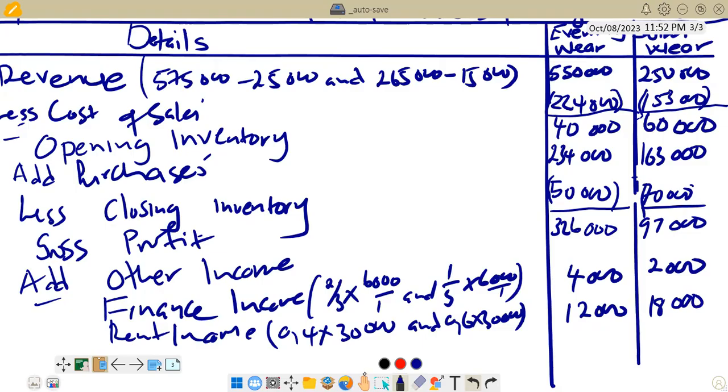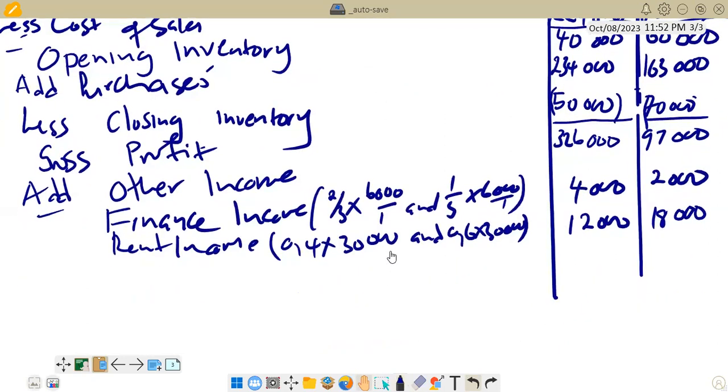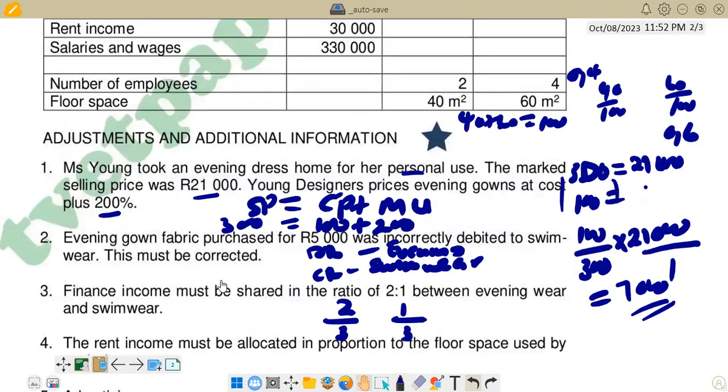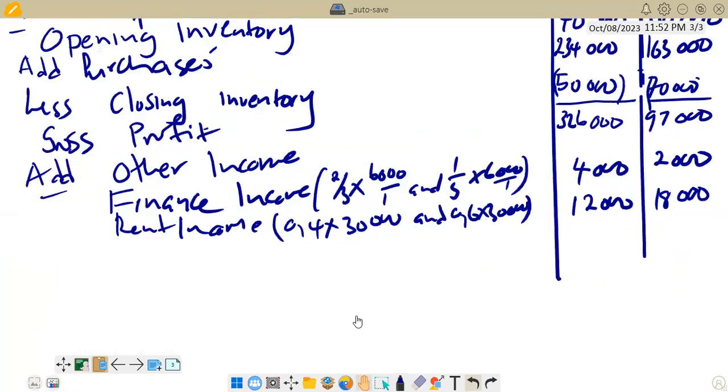Right. Then after that, we look again to see if we have got another income in the question. We see rent income was the last one there. We no longer have another income in the question. So it means we are done with income. We can go and add the total for income there.